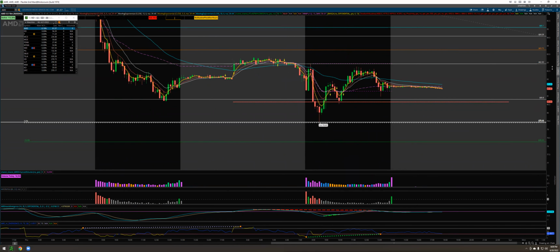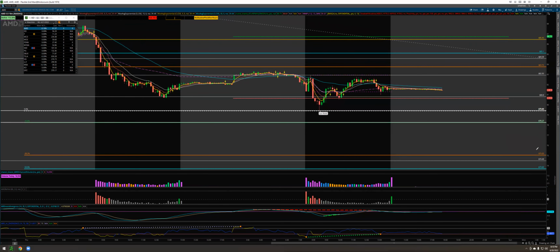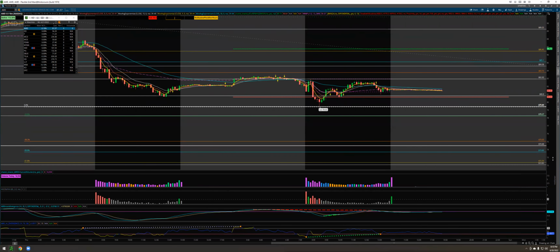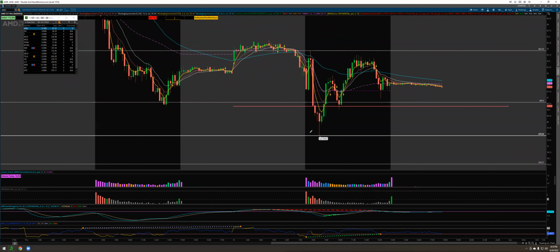So we don't need this anymore. We have 79, 78. We can use this one, and we can use the one in the middle, right? This one. Okay. So now I get rid of my pivots. And now I do have levels already for tomorrow on AMD.